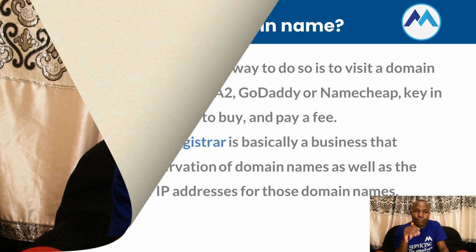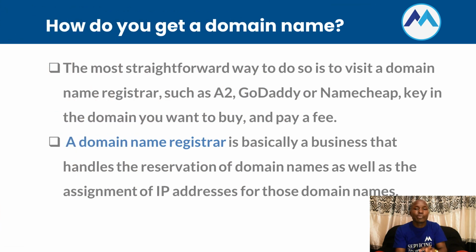Then, how do you get a domain name for your website? Guys, anyone can buy a domain name. The most straightforward way to do so is to visit a domain name registrar such as A2, GoDaddy or Namecheap. Key in the domain name you want to buy and pay a fee. A domain name registrar is basically a business that handles the reservation of domain names as well as the assignment of IP addresses to those domain names.